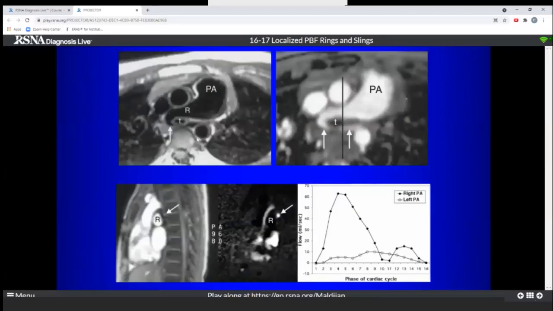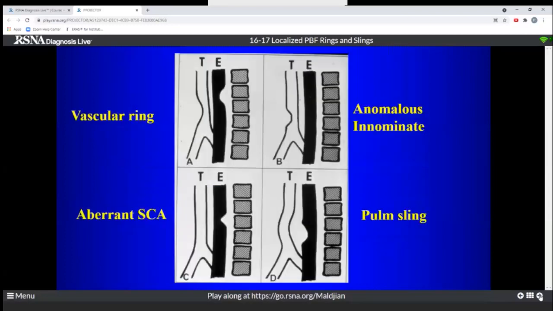And interestingly, this can also result in decreased blood flow to the left lung. So if we do a phase contrast study here on that anomalous left pulmonary artery going across, notice you have lots of blood flow through the right pulmonary artery, but the blood flow through the left pulmonary artery is diminished. So there can be decreased blood flow here. It can also result in a smaller size of the left lung. So that's what we can see with a pulmonary sling.